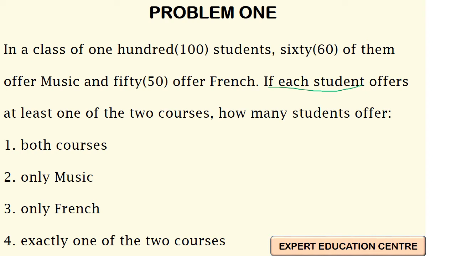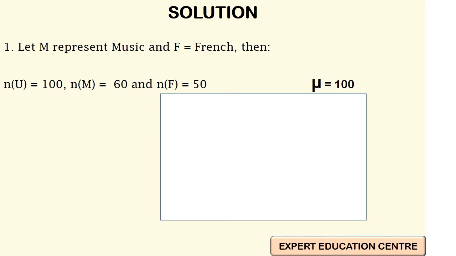It is important to take note of the statement that says if each student offers at least one of the two courses, how many students offer both? That is important because there could be questions where students do not offer either of the two courses. So we take note of that statement, which says if each student offers at least one of the two courses. Our solution.